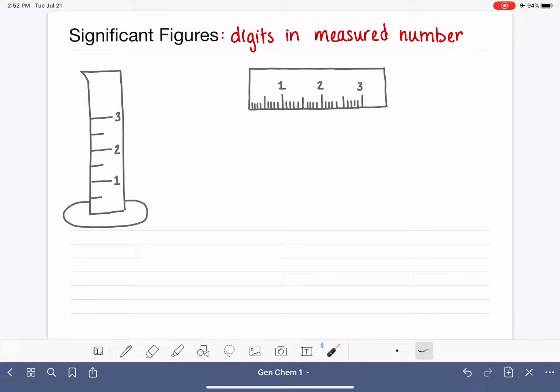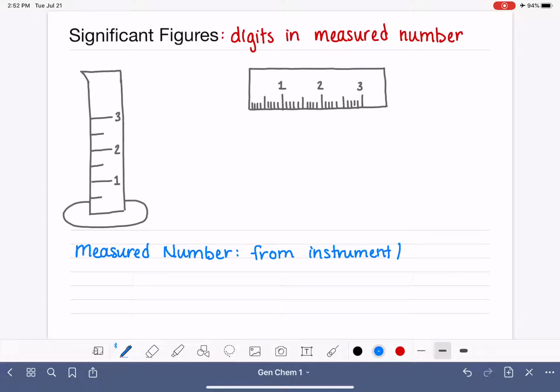So let's start by talking about what is meant by the term measured number. A measured number is one that we get from some sort of measuring device. We need some sort of instrument or a piece of equipment, and we will actually measure the quantity.